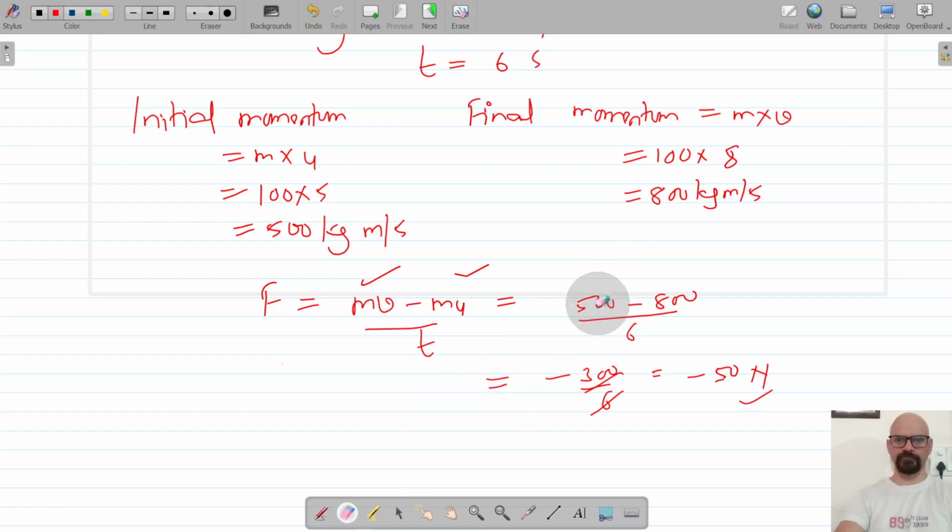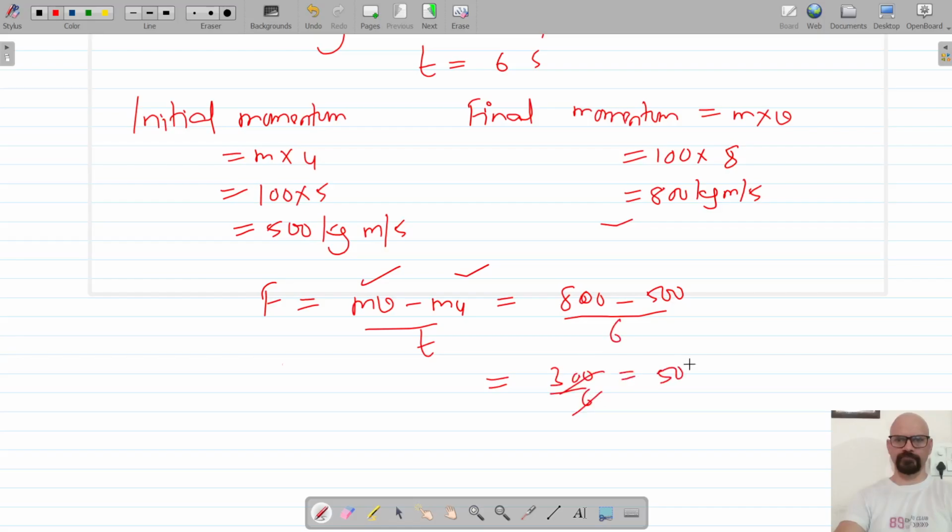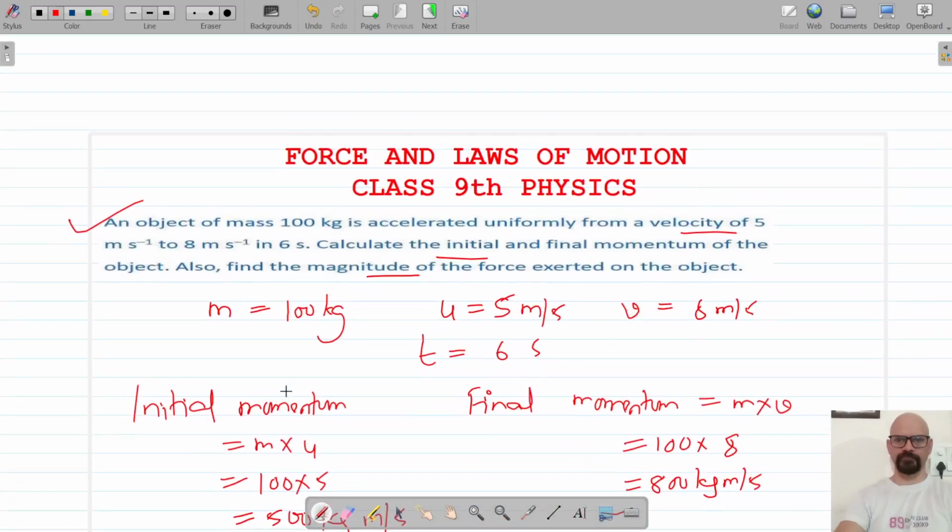Okay, so here it's not negative. Final momentum is 800 minus 500. The time is 6. So this is 300 divided by 6, that is equal to 50 Newton. This is the magnitude of the force exerted on the object.